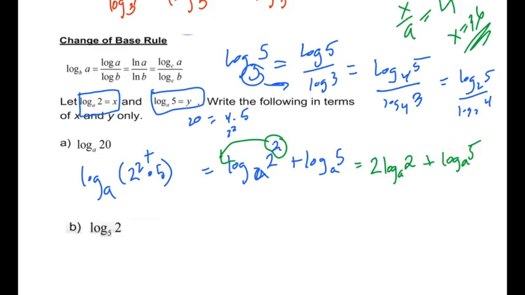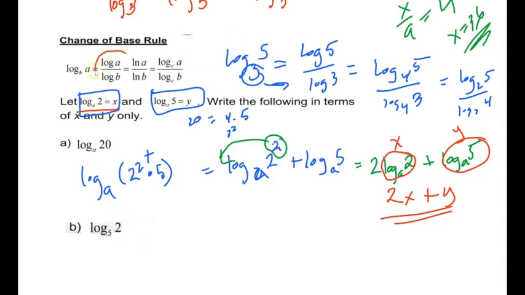And you could go, hey, log a of 2 is x, so this is 2x, and this is y, so 2x plus y. Again, very different than x squared plus y. You can't do it here. You're going to move the power to the front first. 2x plus y. This next one, log base 5 of 2. How do I do this? I have a different base. How do I get the base 5? That's this trick here.